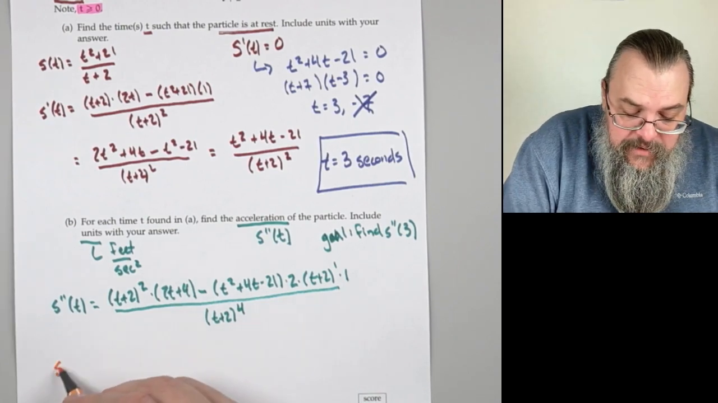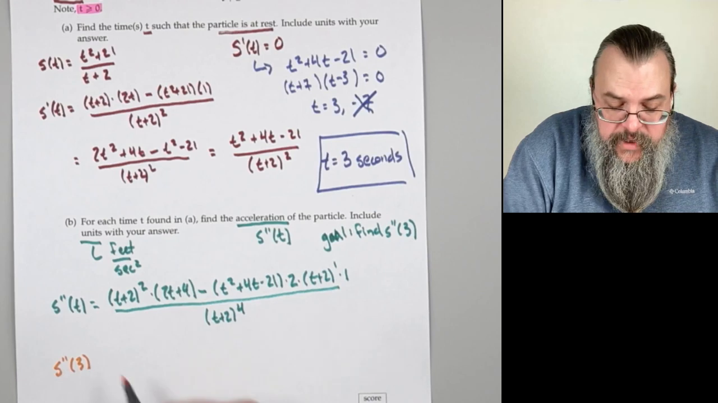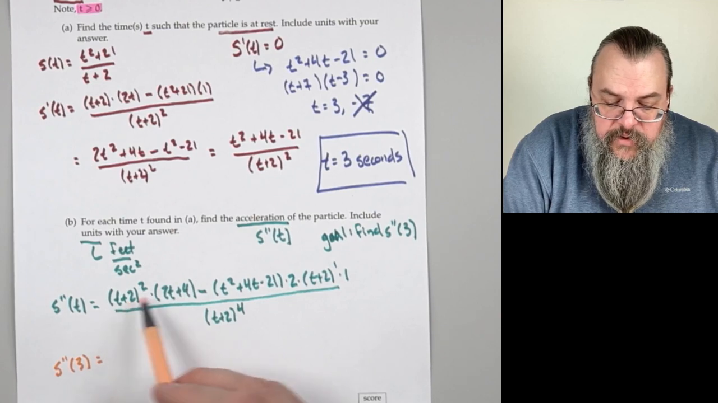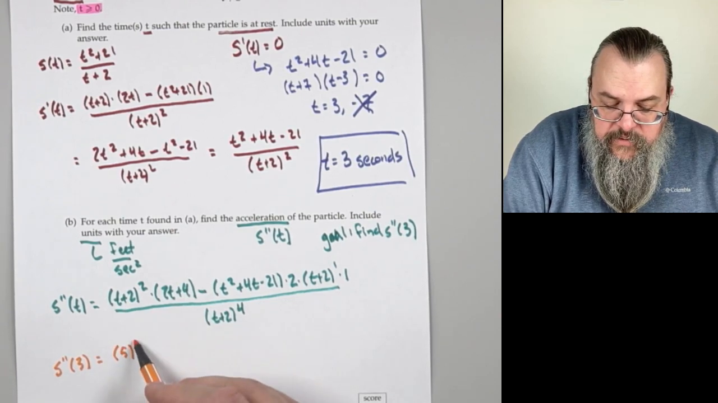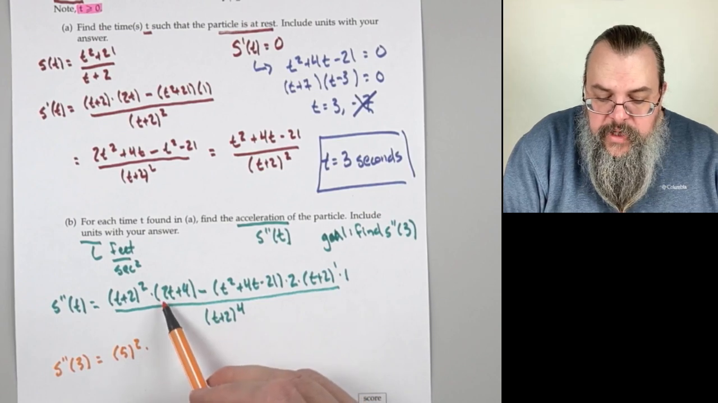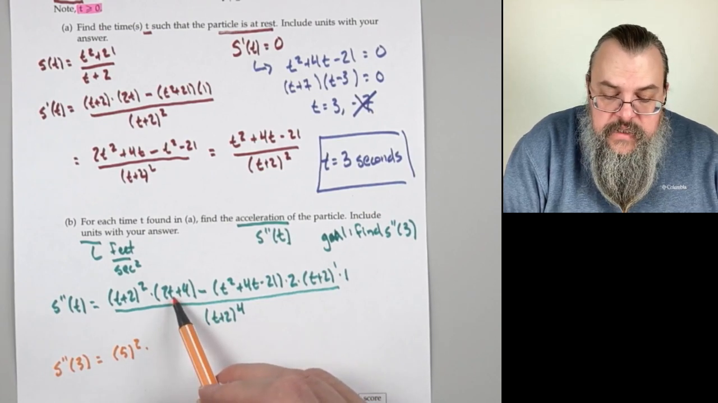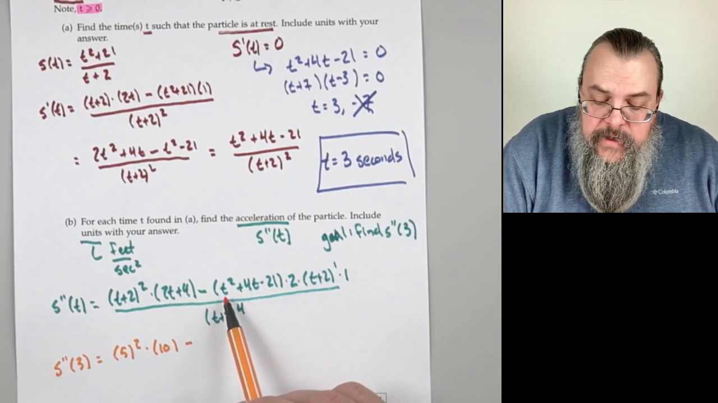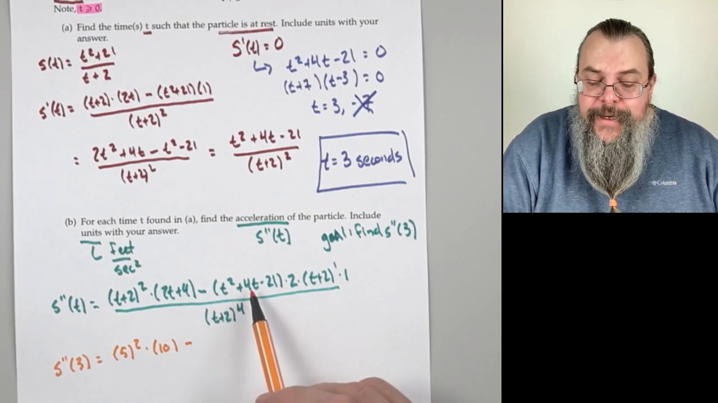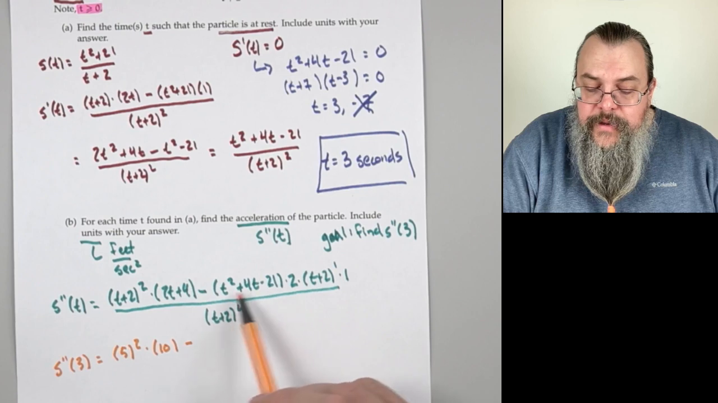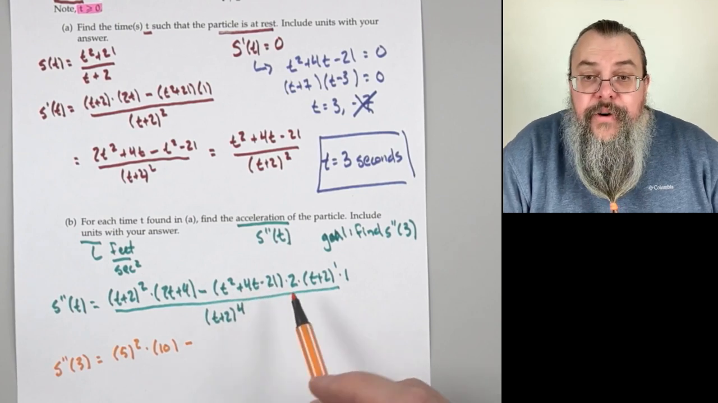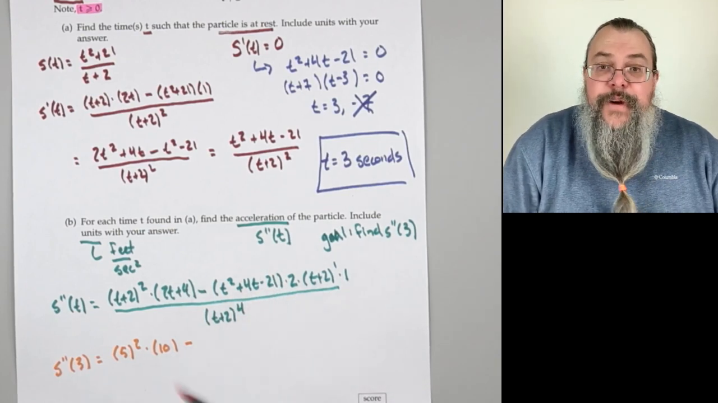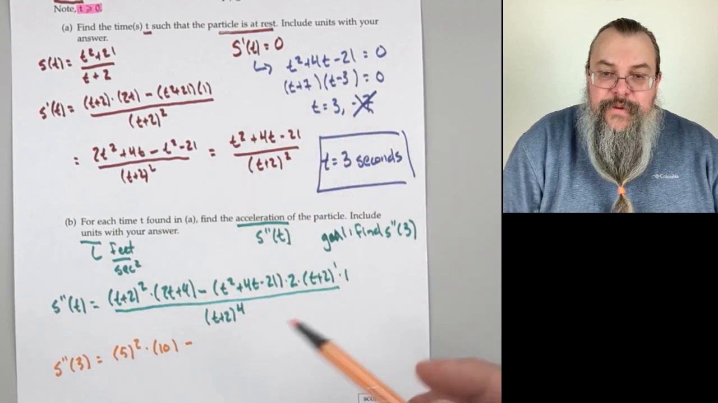So we have s double prime of 3 is equal to, okay, so everywhere I see a t, I put a 3. So we have a 3 plus 2 squared. Okay, so I'll write that as 5 squared. Then I have a 3 times 2, which is 6, plus 4 is a 10. So 10. Subtract. Now, 3 squared is 9. 4 times 3 is 12. 9 plus 12 is 21. Subtract 21 is 0. In fact, we anticipated a 0 because this was what we had set equal to 0 when we were solving for part A, right? So when we plug in 3, of course we should get 0.